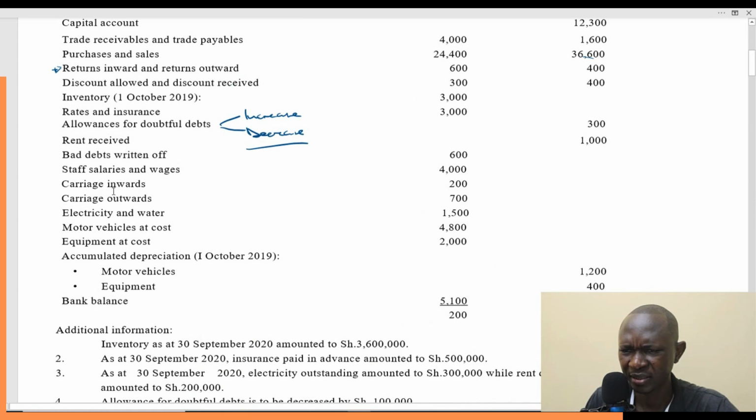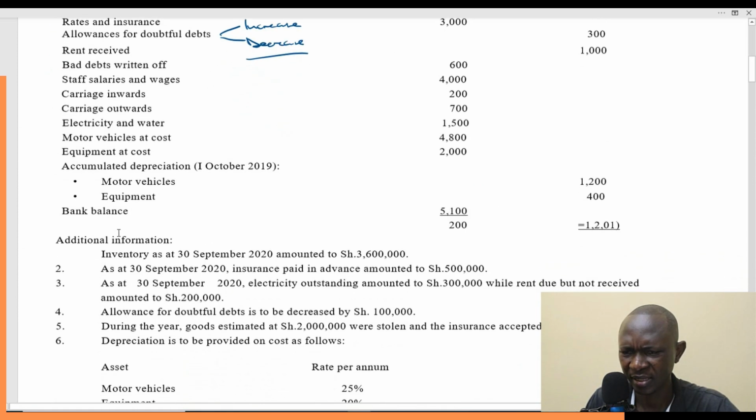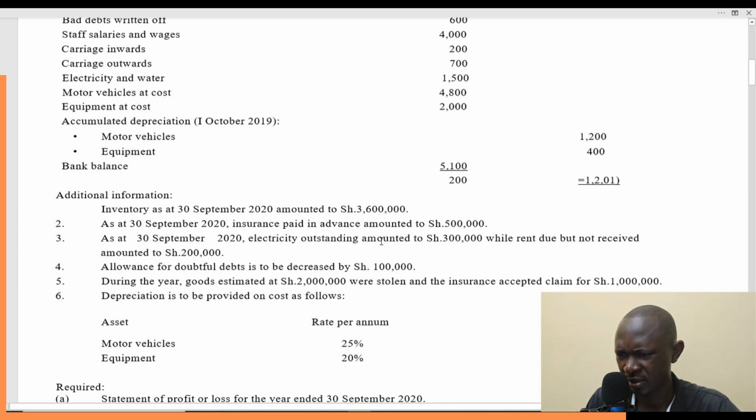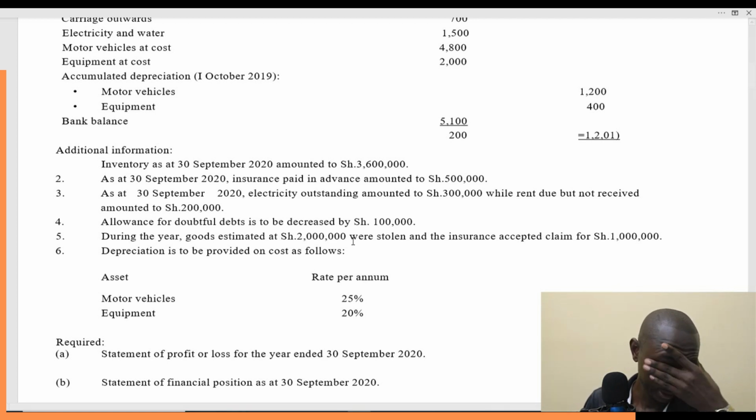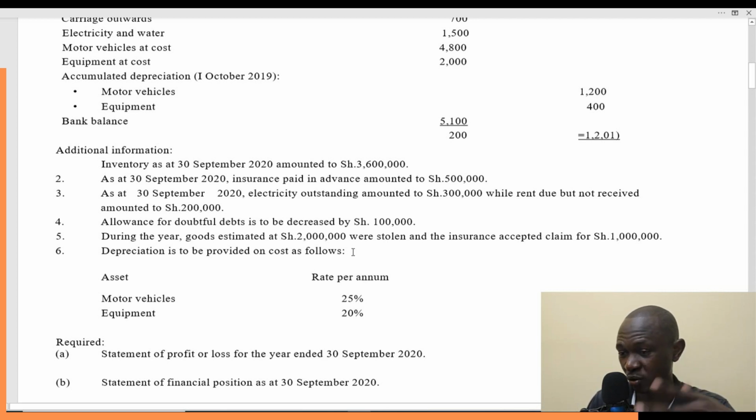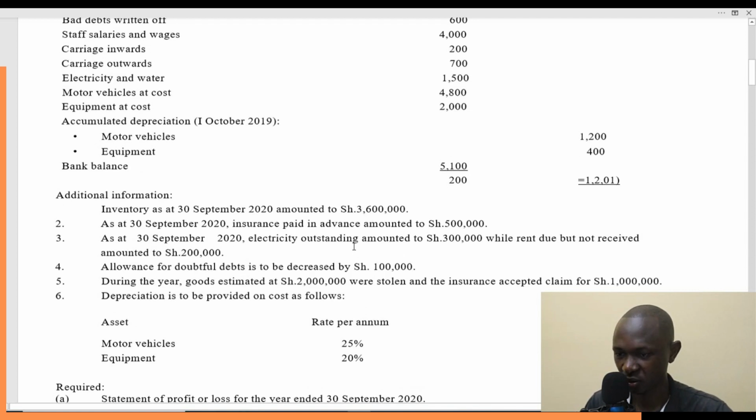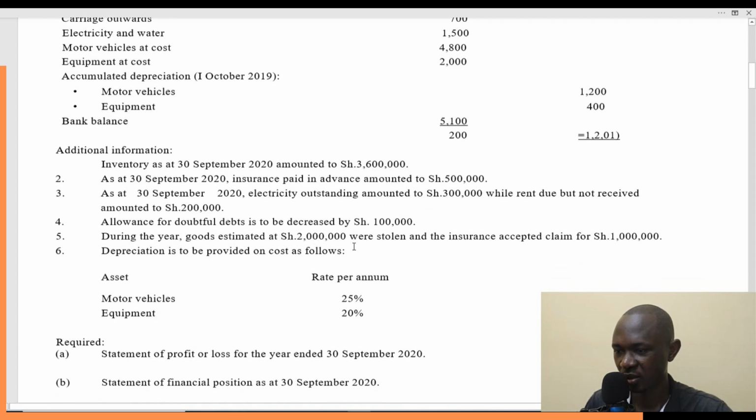Rent received, bad debts written off. I'm trying to get any other gain. So we don't have any there. We don't have any here. Let me see. During the year, goods were stolen, I think this one, and the insurance accepted a claim for 1 million. Instead of showing this as other incomes, I think we'll just offset and then show the loss. So this one we will just treat under losses and expenses.